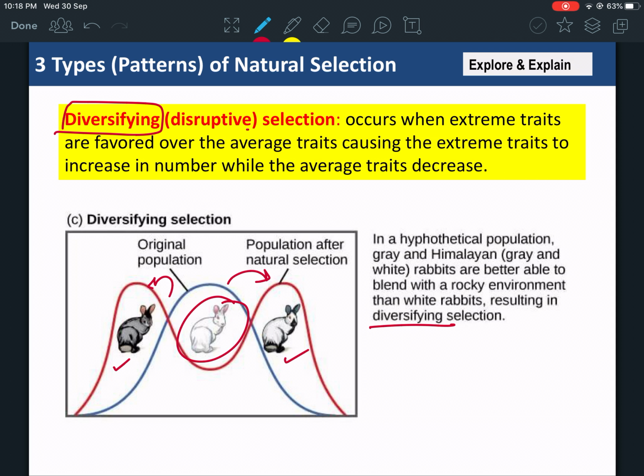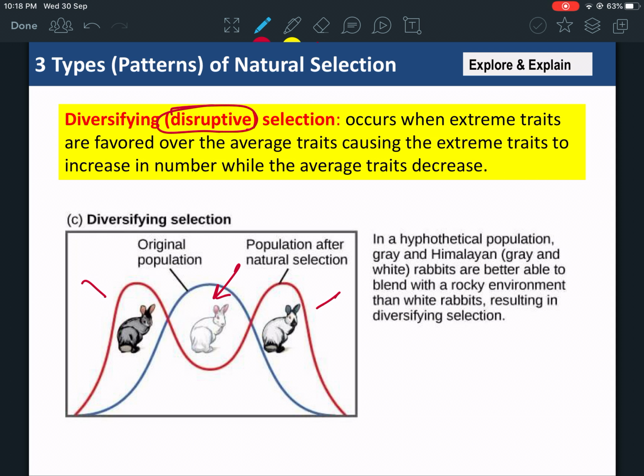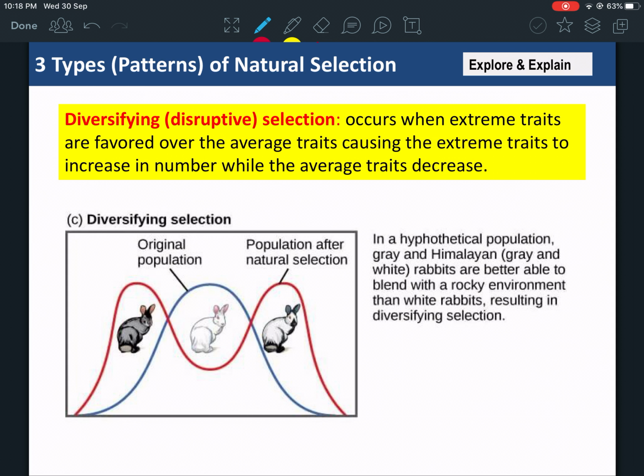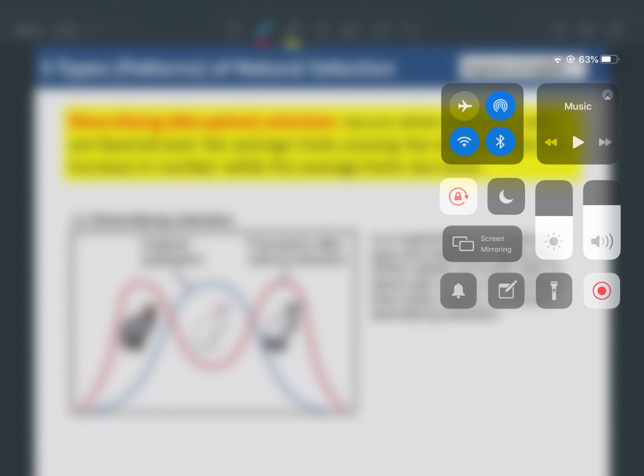There were more kinds. Before, there was like one kind, the white rabbit. There was more of one kind, but now there is more of two kinds, so it's becoming more diverse, or it's being disturbed. It's disruptive. That's the 3 types of natural selection, and this is our lesson. If you have any questions, please ask, and please do your activities of the day.